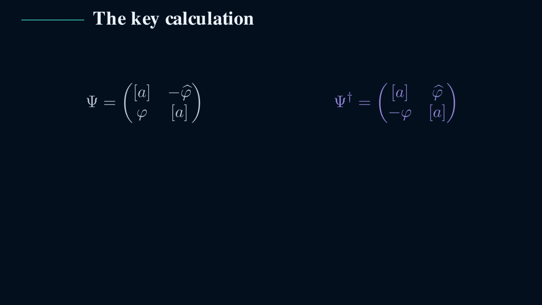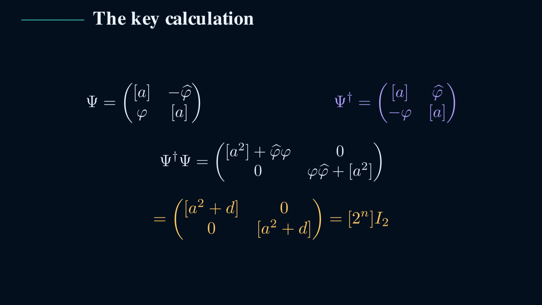Now multiply psi dagger by psi. The off-diagonal terms cancel. On the diagonal, dual phi composed with phi contributes multiplication by d, and the scalar terms contribute a squared. Since a squared plus d equals 2^n, the product is [2^n] times the identity. Therefore, psi is a 2^n isogeny on the abelian surface E1 times E2.